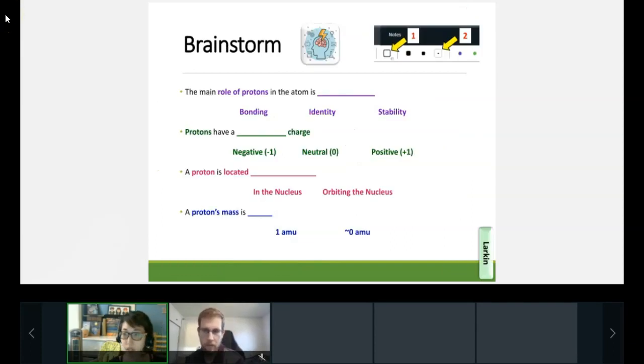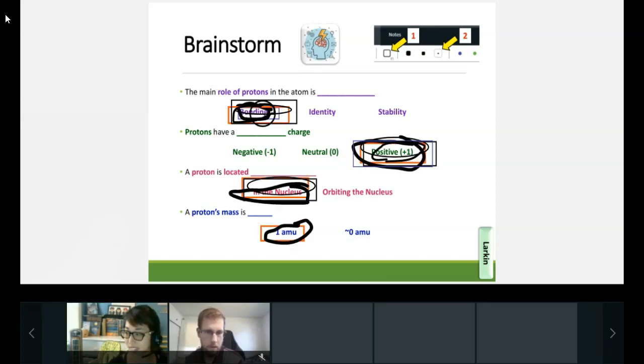All right, let's do a practice up here. What is the main role of protons: bonding, identity, or stability? Do protons have a negative, neutral, or positive charge? Where are they located, inside the nucleus or orbiting around the nucleus? And what is their mass, 1 AMU or approximately 0 AMU, meaning negligible or insignificant mass? Go ahead and circle the correct answers up on the board. You should have 4 correct answers up there. Go, go, go. Get your answers up there. Excellent, getting lots of great answers.